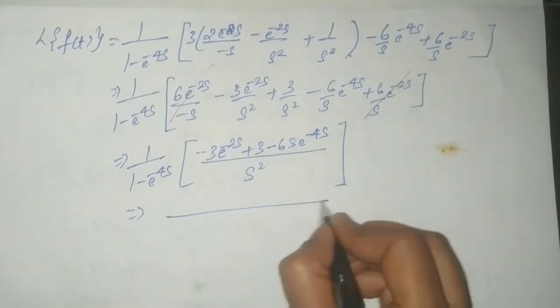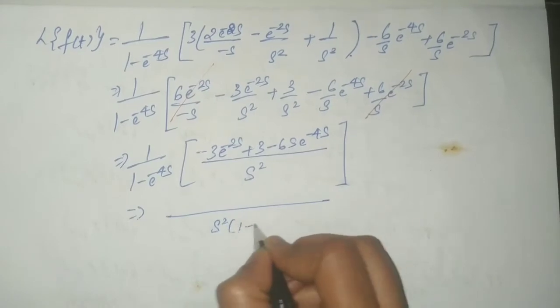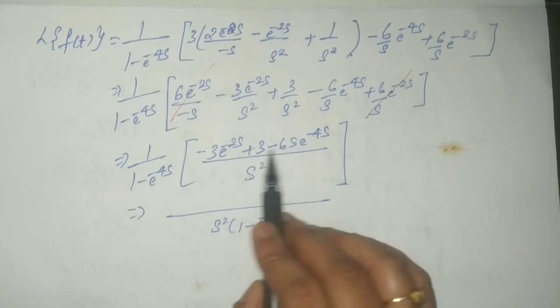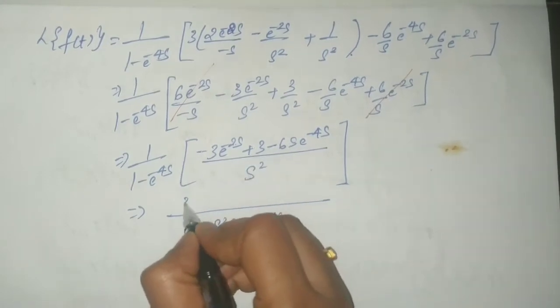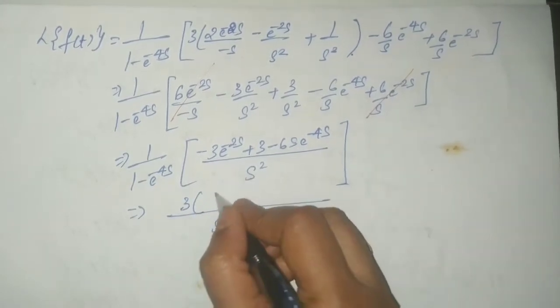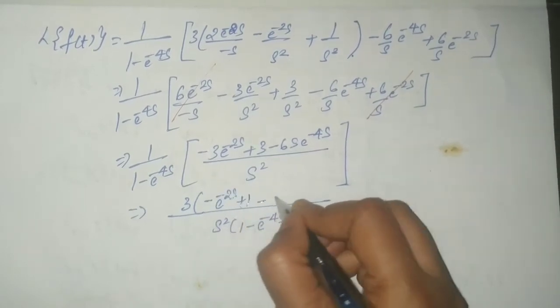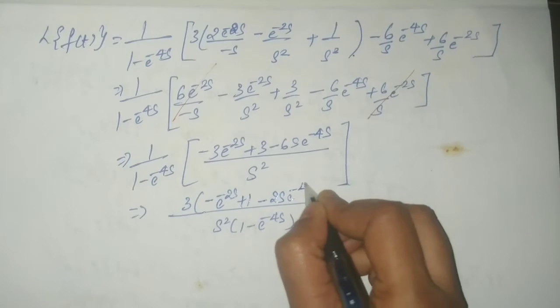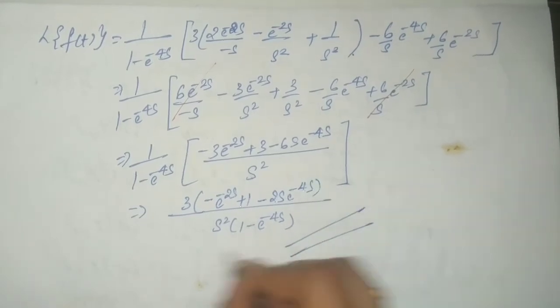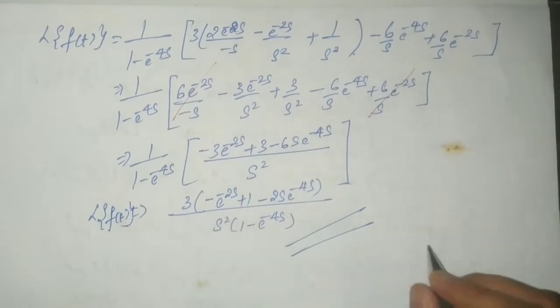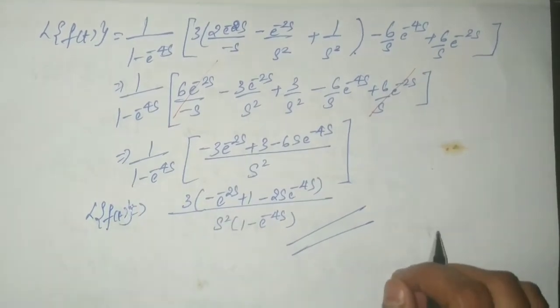So this can be written as s square into 1 minus e power minus 4s. All the 3 terms of the numerator have 3 as common, so I am taking it out. So we have minus e power minus 2s plus 1 minus 2s e power minus 4s. This is the solution for the Laplace transform of a periodic function of period T, where T is equal to 4.